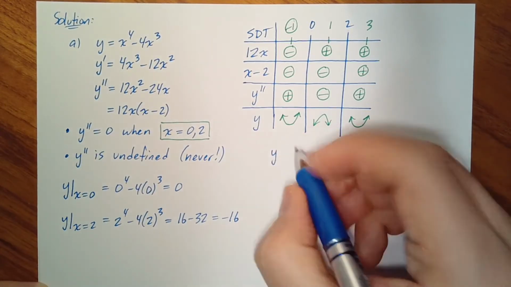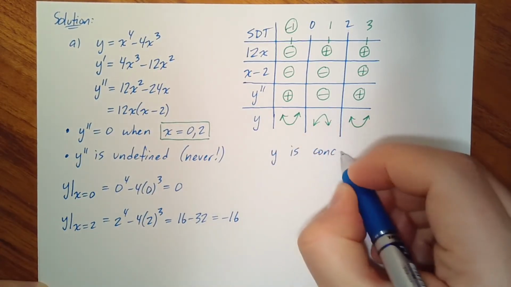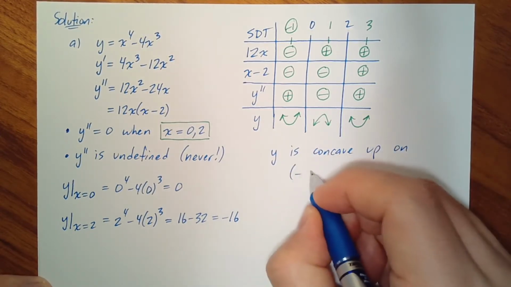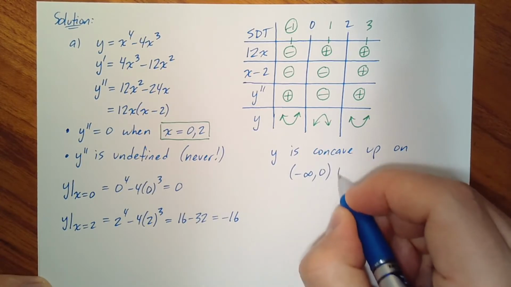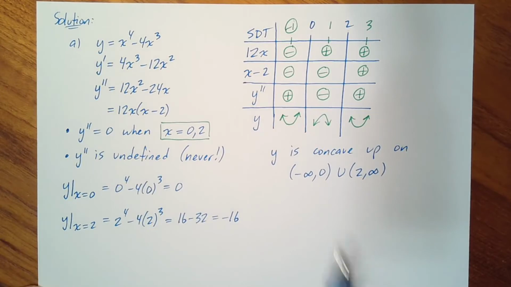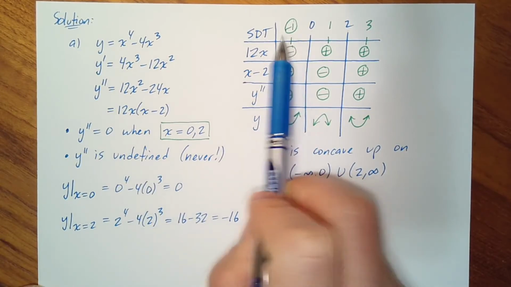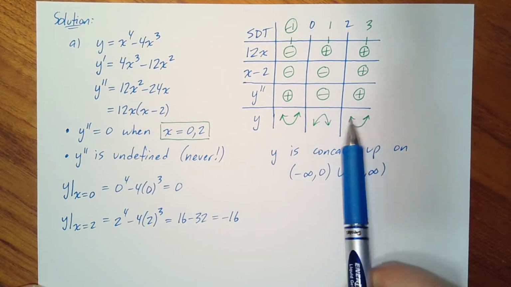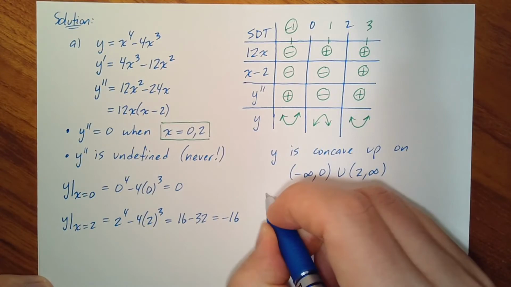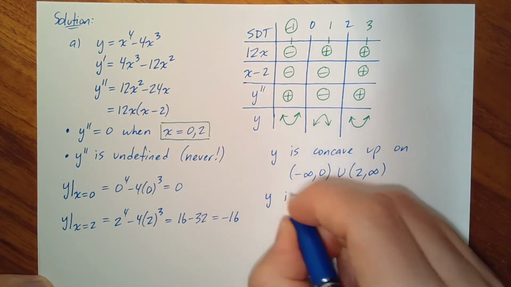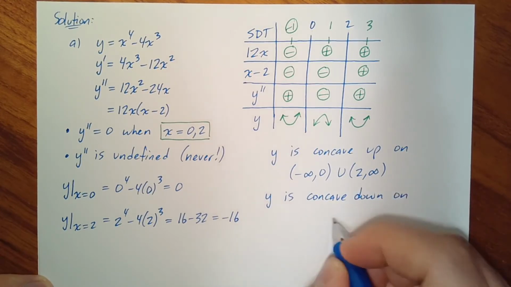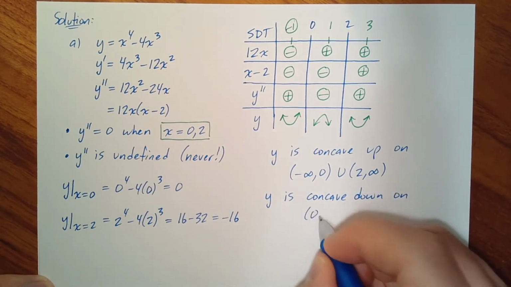So let's start with the concavity. So y is concave up on, well, 2 intervals. Let's just write it like this: negative infinity to 0 unioned with 2 to infinity. Right, so this interval here, which is all the numbers less than 0, that's this interval. And then this region here, all the numbers that are greater than 2, that's this interval here. So that's the place where it's concave up, and it's concave down in between 0 and 2. So on the interval 0 to 2.